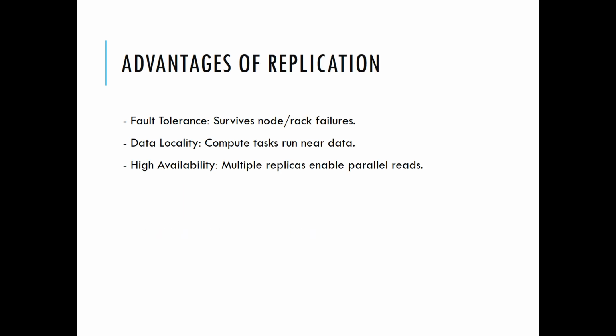Replication in HDFS offers several key advantages. 1. Fault tolerance. By having multiple copies of data, HDFS can survive node failures or even entire rack failures without data loss. If one replica becomes unavailable, the system can automatically switch to another. 2. Data locality. HDFS enables data locality for compute tasks. When processing data with frameworks like MapReduce, tasks are scheduled to run on nodes where the data resides, or at least in the same rack. This minimizes network transfer and speeds up processing.